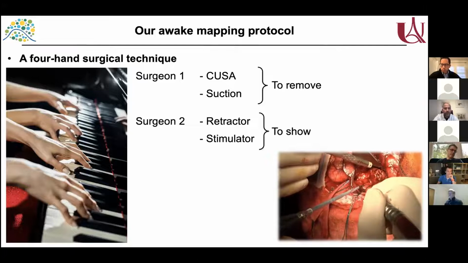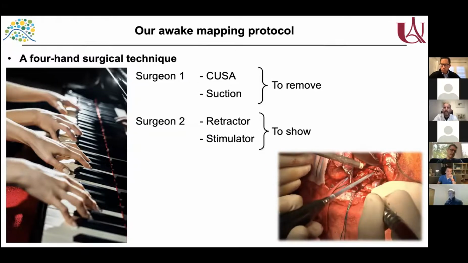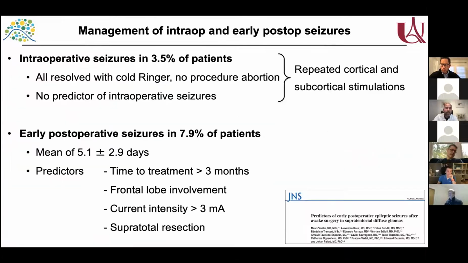Of course, this technique induces a very high number of direct electrical stimulations, and it can be a concern regarding intraoperative and early postoperative seizures. In our experience, despite repeated electrical stimulation, intraoperative seizures occur in 3.5% of cases. All resolve with cold Ringer, and none require the abortion of the procedure. Early postoperative seizures occur in about 8% of cases.